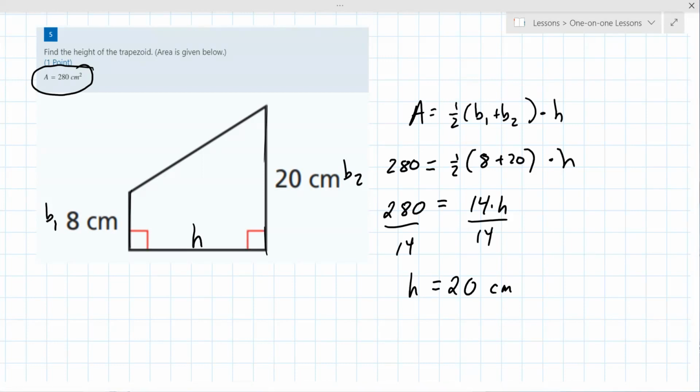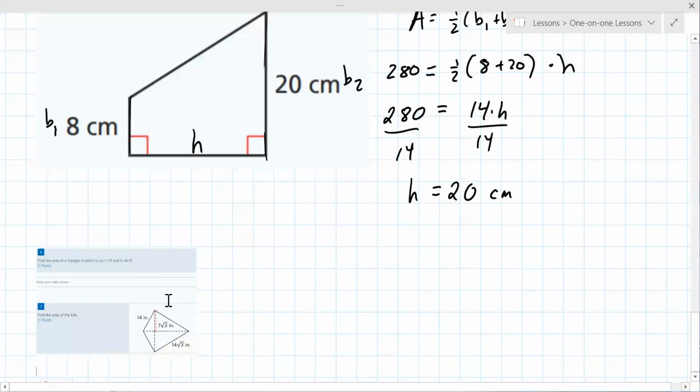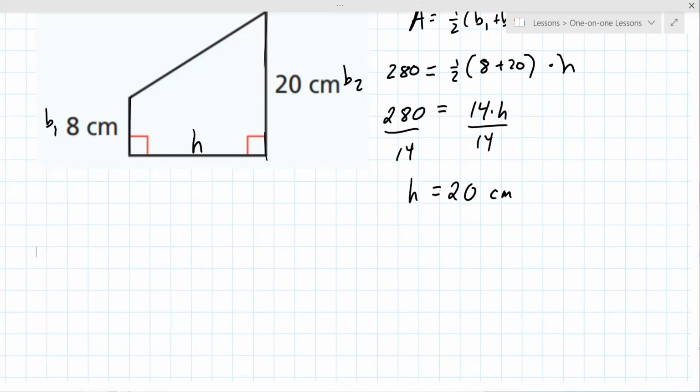All right, number 6. Find the area of a triangle. Okay, so we got another one here. Let me just snip this in again.